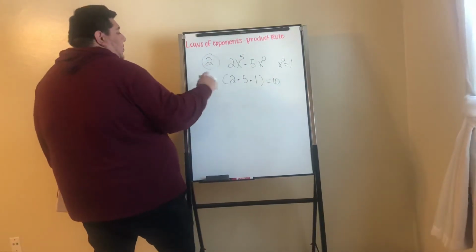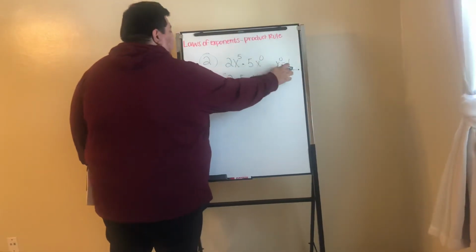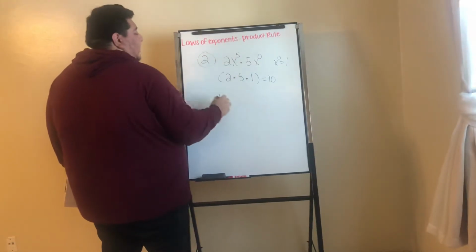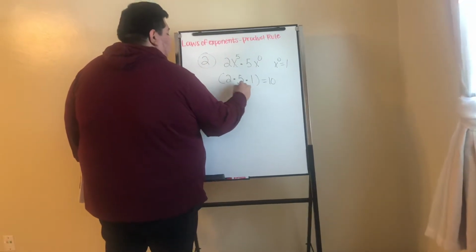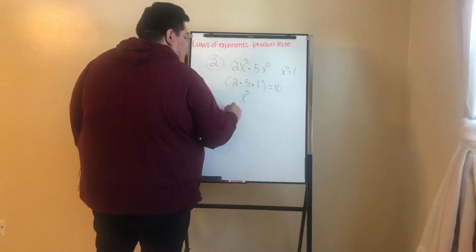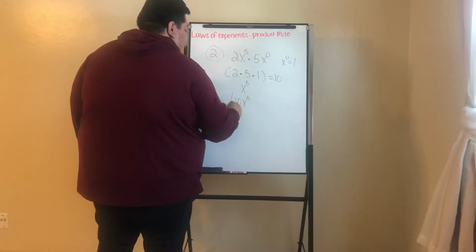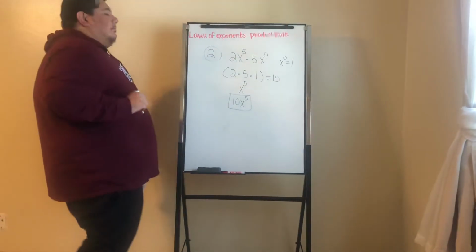And now, let's go into our exponents. We already know that x to the power of 0 is 1. That means we only have one exponent left, which is just x to the power of 5. Now let's complete our answer. We combine them. This is going to be 10x to the power of 5. And you are complete.